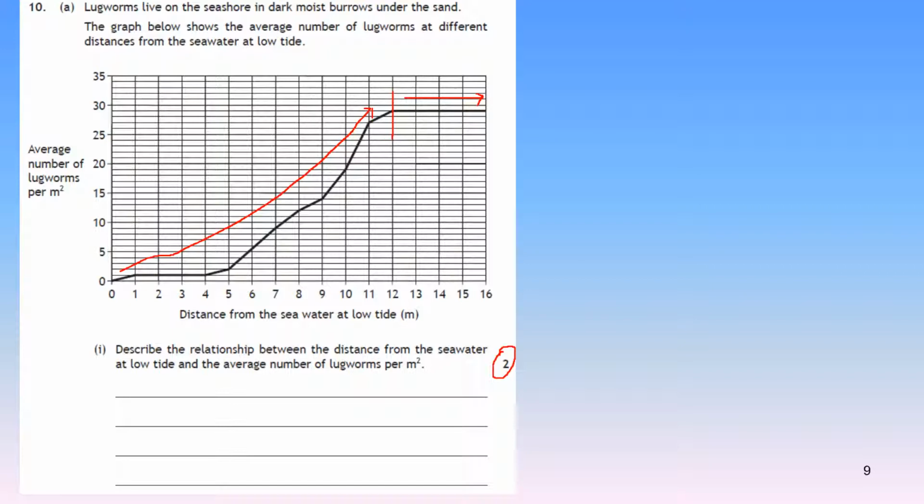So for this particular chart here, again, reading from the X first and then up the Y, as the distance from the seawater at low tide increases, the average number of lugworms increases. Then they needed to say at a distance of 12 metres, the average number of lugworms stayed the same. So that's all they needed to put for 2 marks.